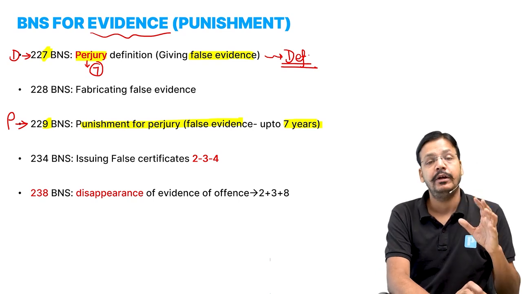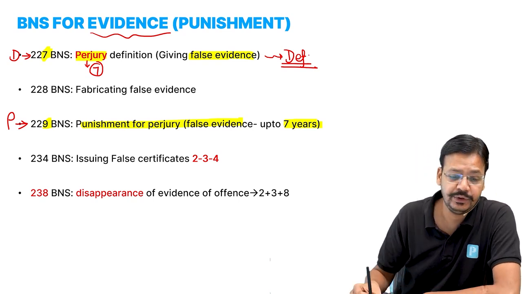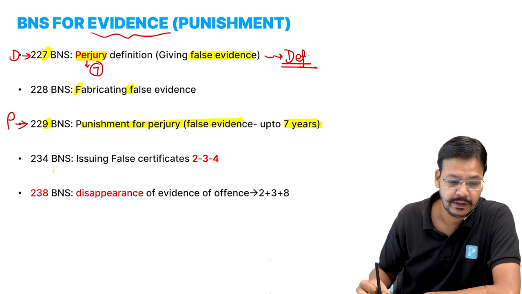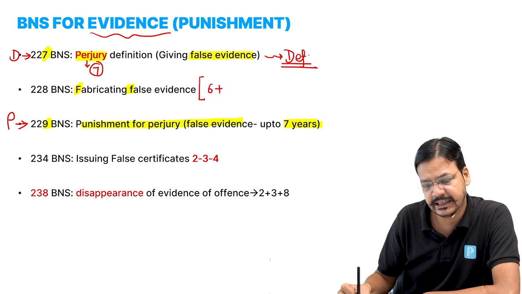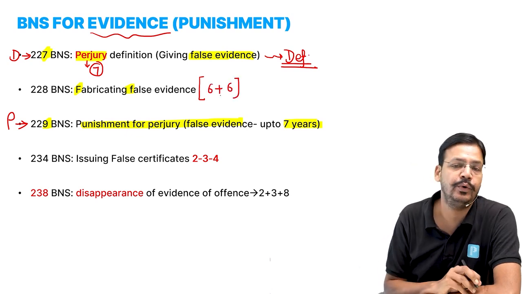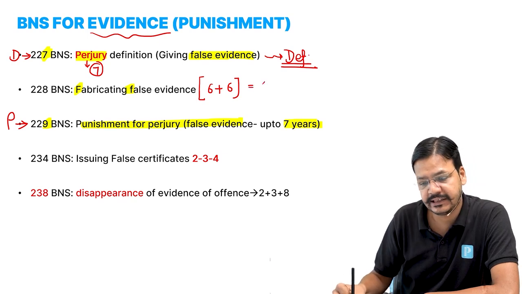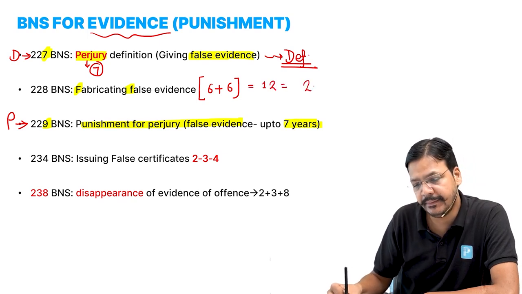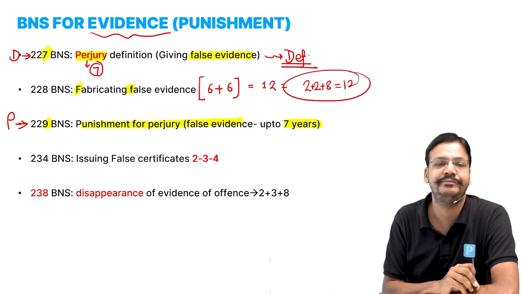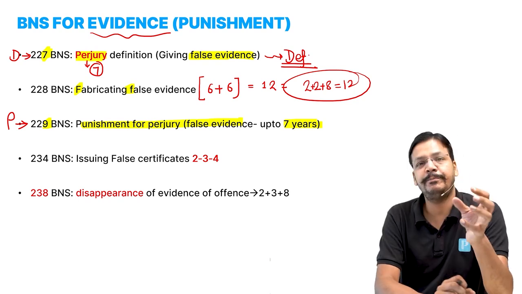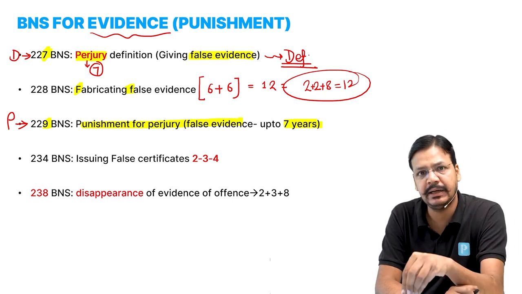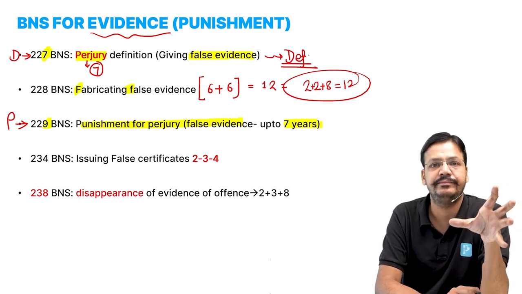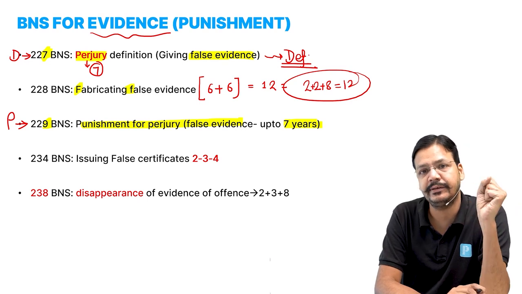Now, fabrication of false evidence. You just see FF, 2F. Everyone knows F is the 6th letter, so 2F is 6 plus 6, which is 12. And if you see the BNS, 2 plus 2 plus 8 is also 12. Fabrication is like you are putting in some false evidence, taking away some evidence and putting in other evidence. This is fabrication, and it is 228.